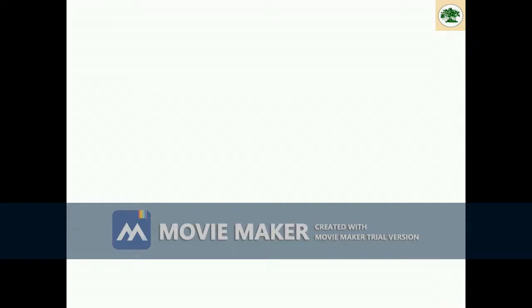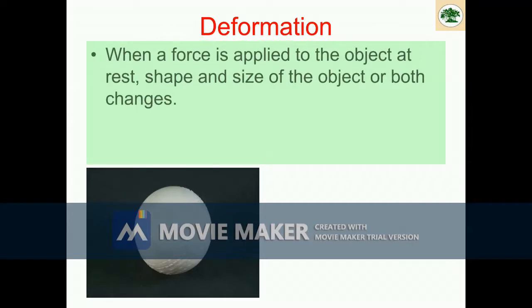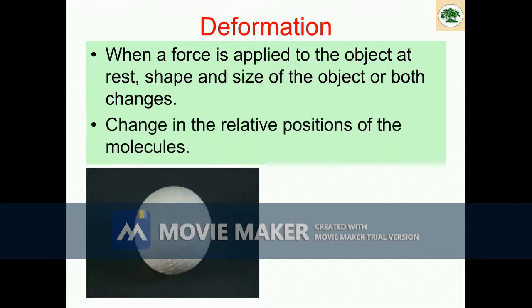Now there is another property, we call it deformation. On the screen there is a plastic ball. When a force is applied to the object which is at rest, then shape and size of the object or both can change. Change in the relative positions of the molecules is nothing but the deformation.